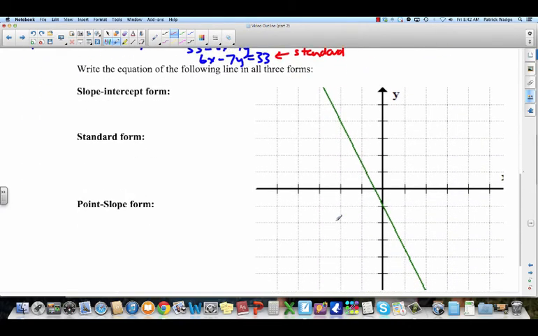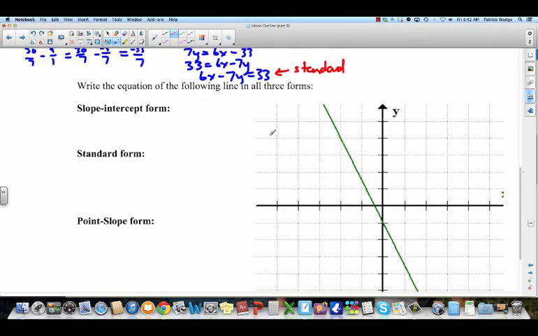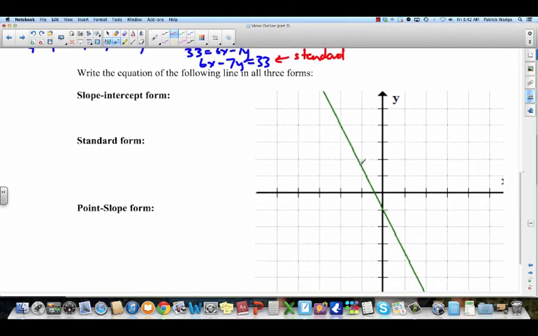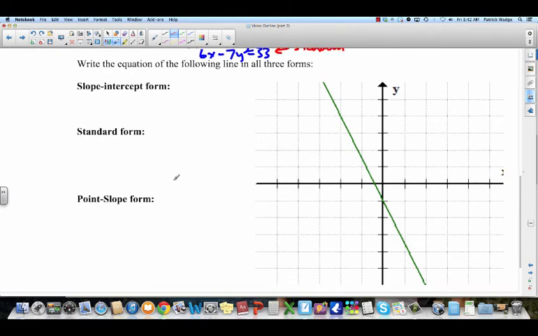Okay, last question. This time we're going to do the same sort of thing, write all three forms, but this time we have the line, and we have to write it in slope-intercept form, standard form, and point slope form. Okay, let's start with slope-intercept form. So there's two things we obviously need. We need the slope, and we need the y-intercept. So slope-intercept form is y equals m.